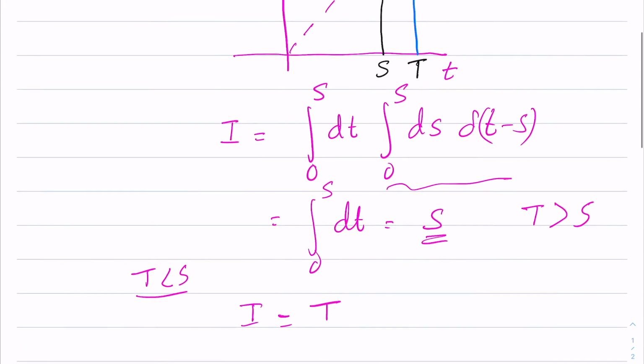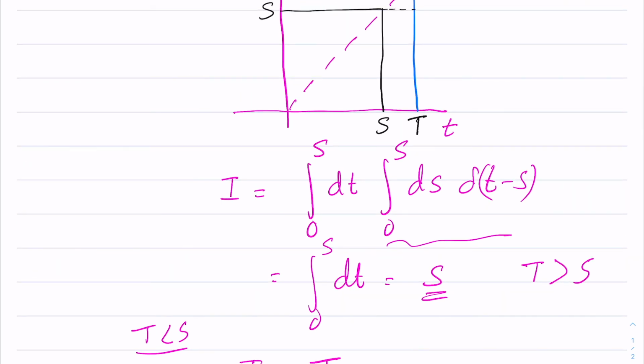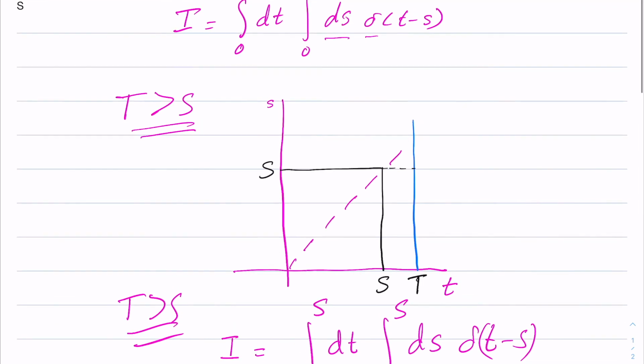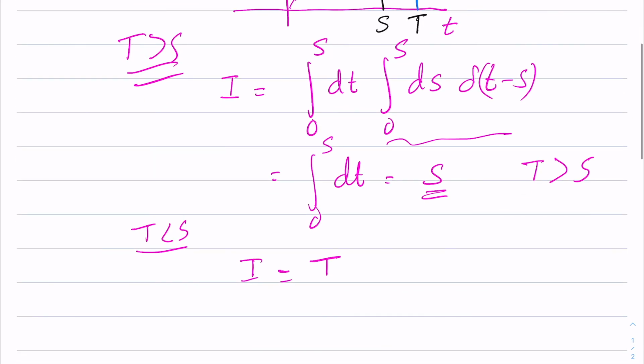So the basic idea here is to get this integral. I just want to repeat once more: in the capital T greater than capital S case, the delta t minus s will have contribution for the t integral only from 0 to s. Okay. So similarly for the T less than S case, the integral becomes t.